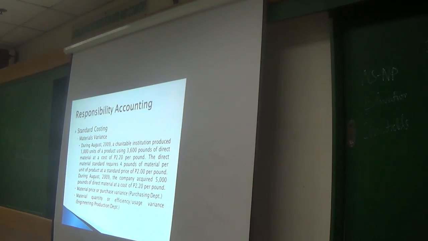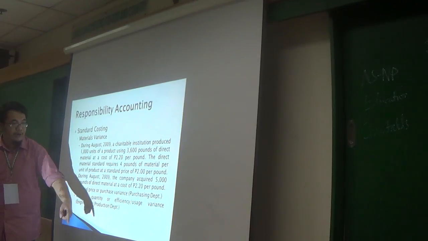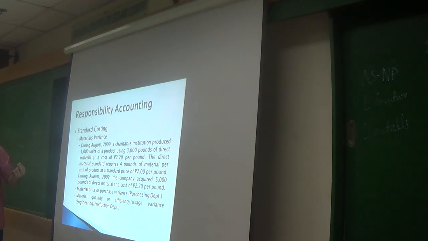Material quantity variance. Of course, material quantity variance, definitely, that is the responsibility of the engineering production department. What do you mean? The engineering must minimize the number of materials for the production of each product. In this case, the standard material is 4 pounds per product. For every product, we have to use only 4 pounds. But ano sabi? The company produced 1,000 units of a product using 3,600 pounds only.